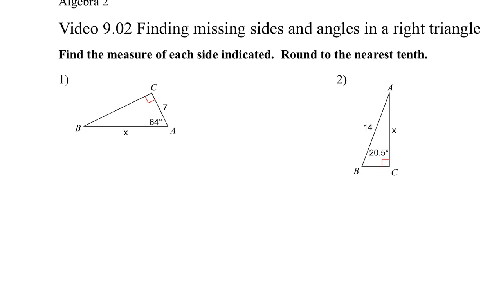So in this video, we're going to be working with finding the missing sides and angles in a right triangle. For this, we're still using the same thing that we saw in the previous lesson. Remember that sine is opposite over hypotenuse, cosine is adjacent over hypotenuse, and tangent is opposite over adjacent. On each exercise, I get to decide which function I'm going to use of those three.